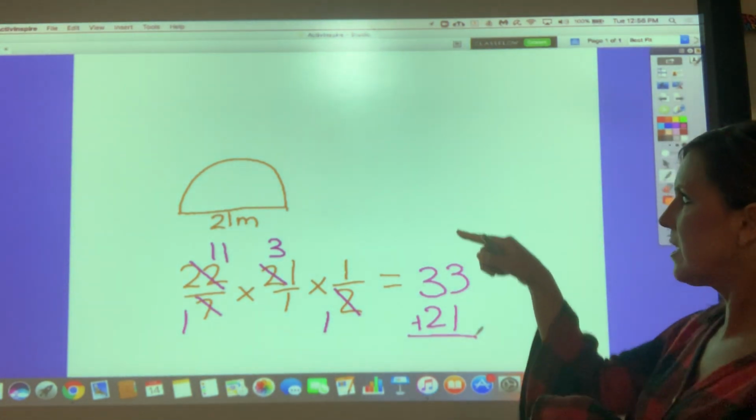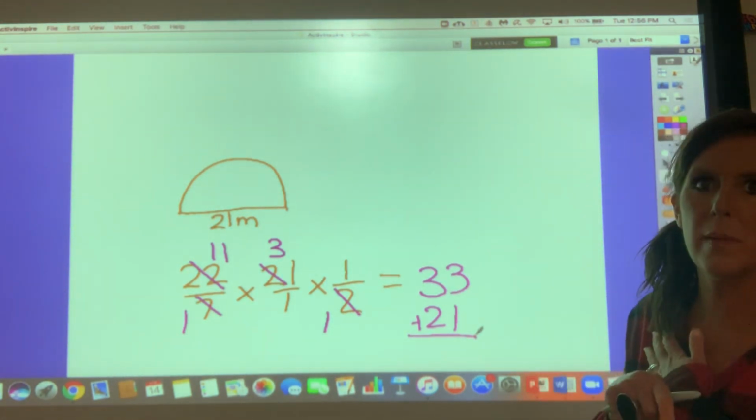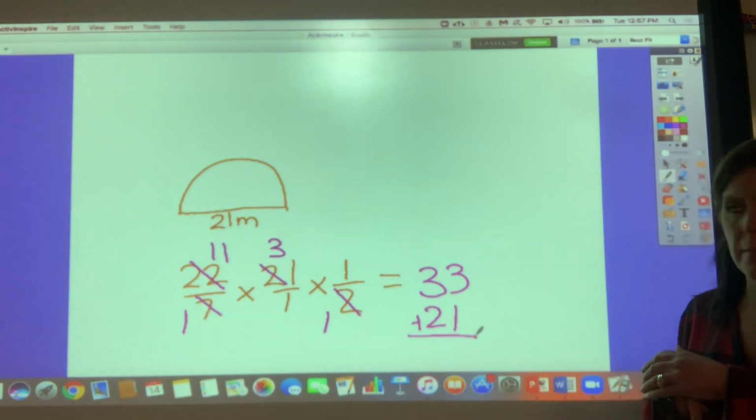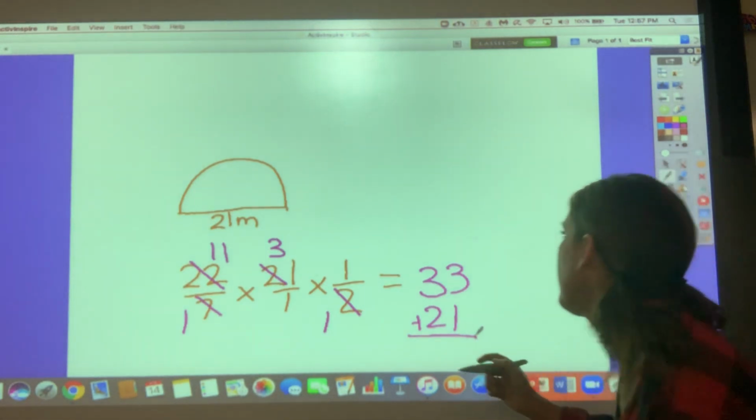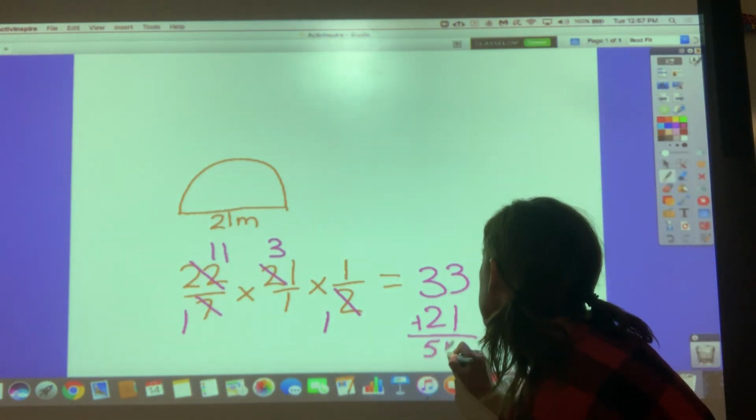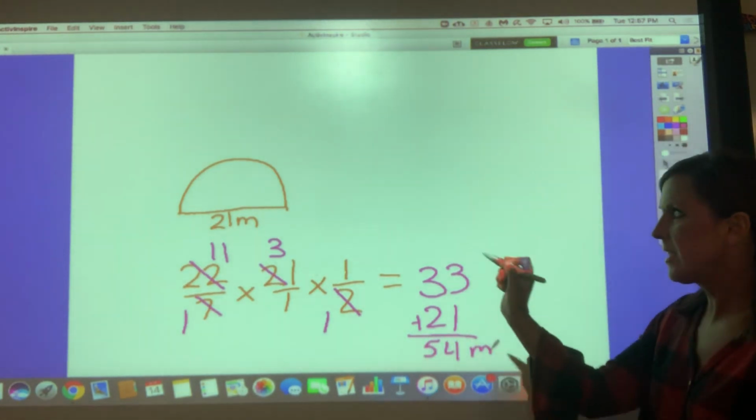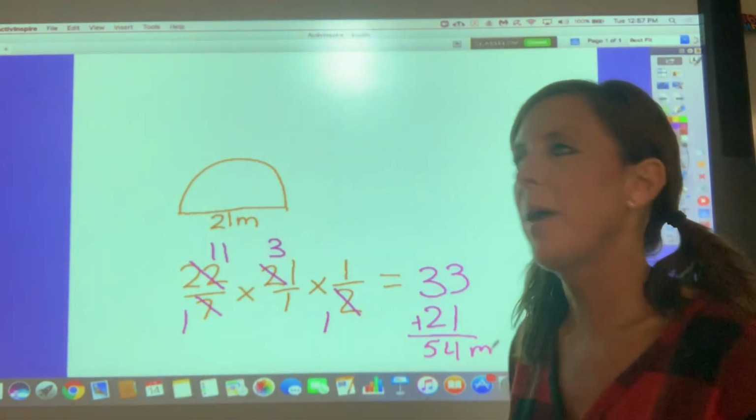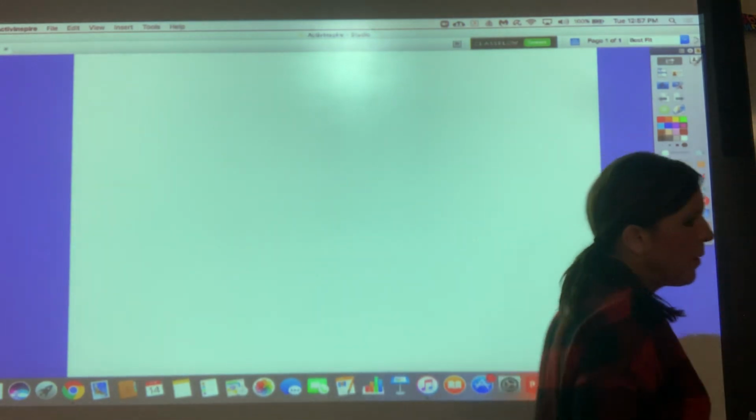So what would be the distance around this semicircle? Okay, easy. 33 plus 21. Okay, hopefully you got 54. So 54 meters will be the distance around this semicircle. Okay? Okay, let's look at another one.